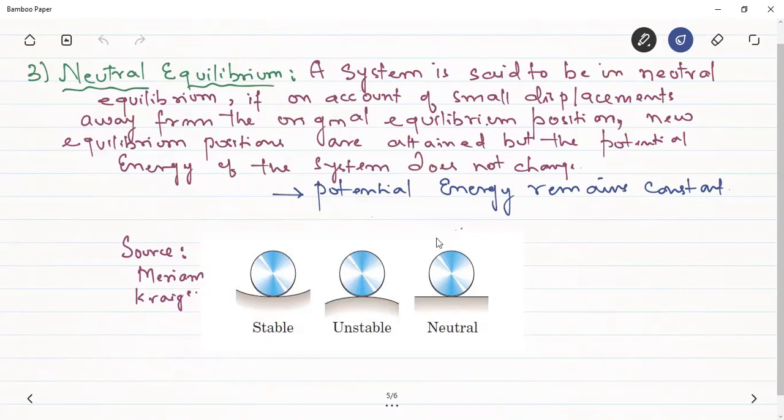So this figure has been taken from the Meriam-Kraige book. You can see that if we displace this roller either in the right direction or in the left direction, after a few oscillations the tendency is to come back to this original position, because this position corresponds to the minimum potential energy.